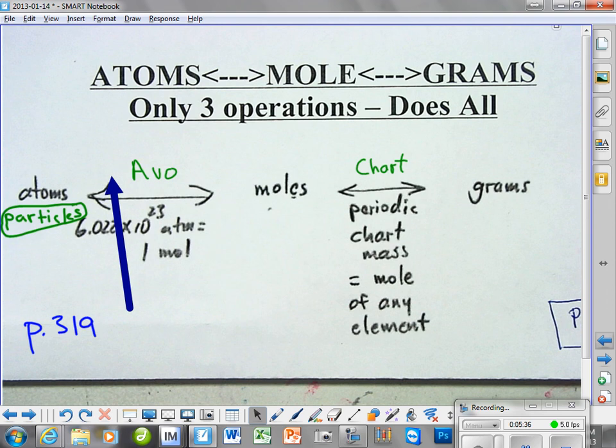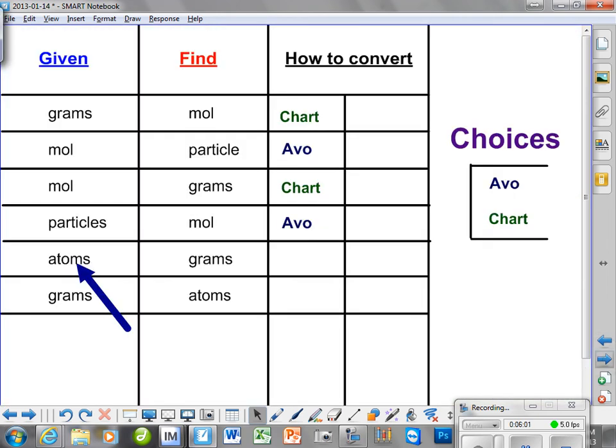In other words, there's going to be three fractions. The first fraction is the given. Then the given in atoms is going to be converted to moles using the Avogadro number. And that's our second fraction. The third fraction is going to be taking the moles over to grams, which is going to be done with the chart. So, what do we have? Atoms into grams is going to start with AVO, but it's also going to need the chart. Because AVO will just take us to moles, and the chart will take us to grams.